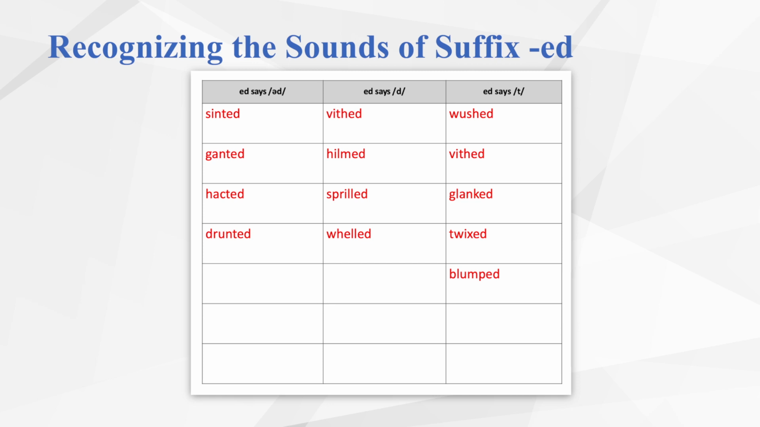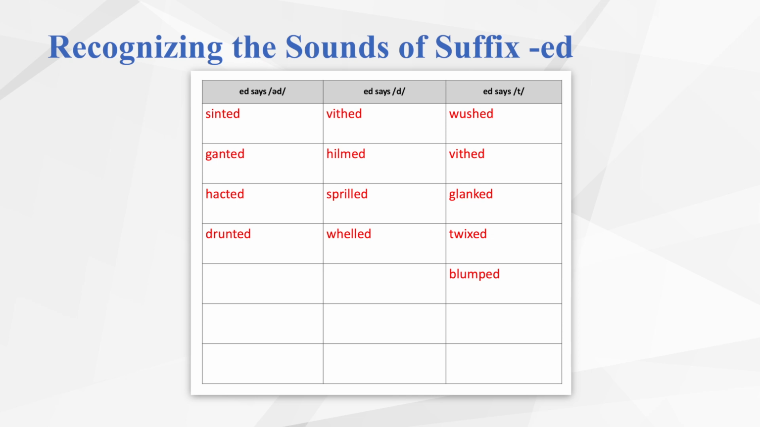Let's check our work. In the column where ed says ud, we should only see base words that end in a d or a t. So we have sinted, ganted, hackted, and drunted. In the suffix ed says d column, we should have base words that all end in a voiced sound. So vithed, hymned, sprilled, welled.